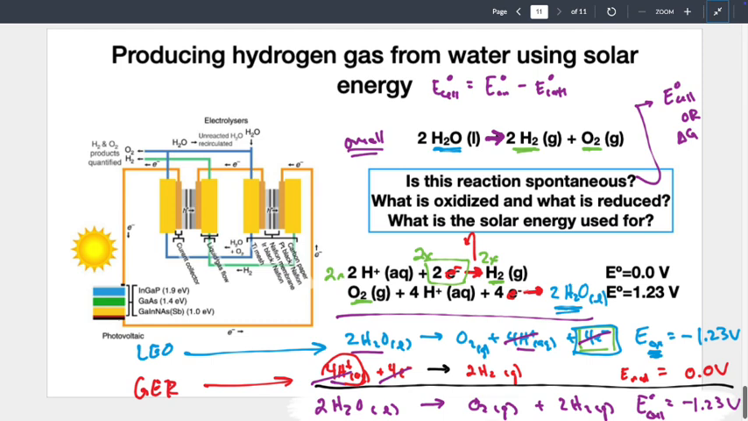I would argue if you're going to be asked what is oxidized and what is reduced, what you're going to see is what element is oxidized, what element is reduced, to add an extra layer of clarity behind that. Does that make sense? Questions? Okay.